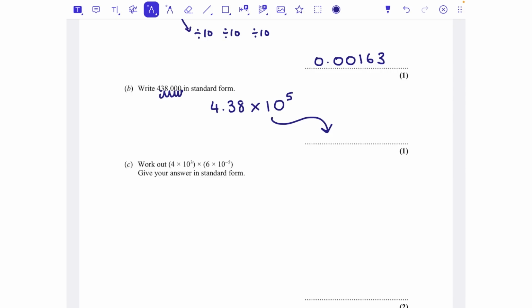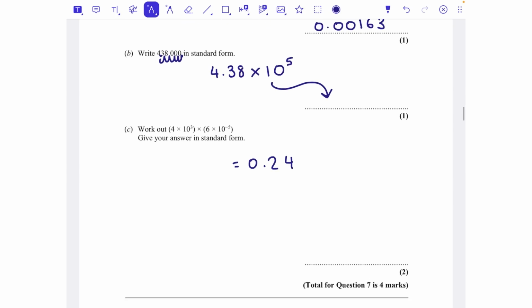Now you have a calculator. This question I think was taken from a non-calculator paper, but you've got a calculator, so you might as well just use it. And I would type it in exactly as you see it there. And that gives me 0.24 in my calculator, but I do now need to put that back into standard form. So that's going to be 2.4 times 10 to the power of minus 1.